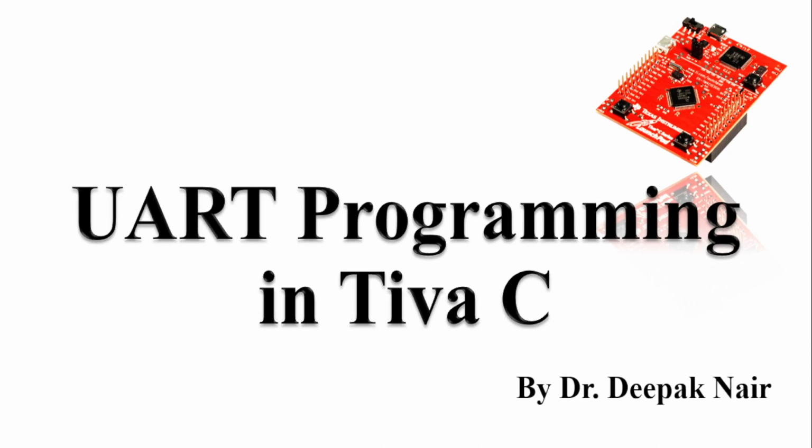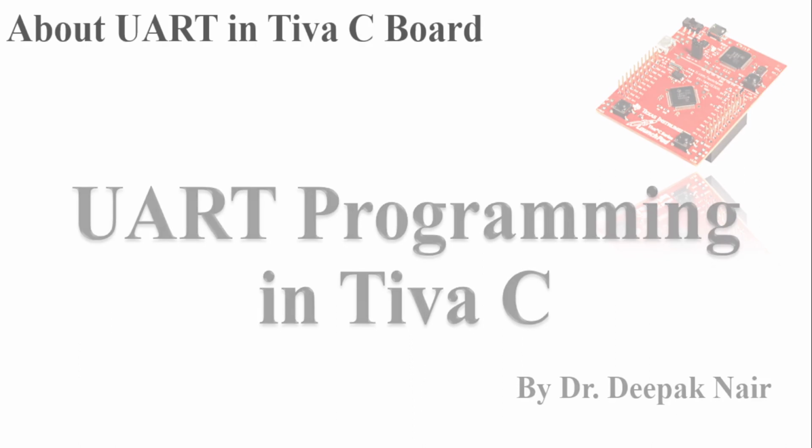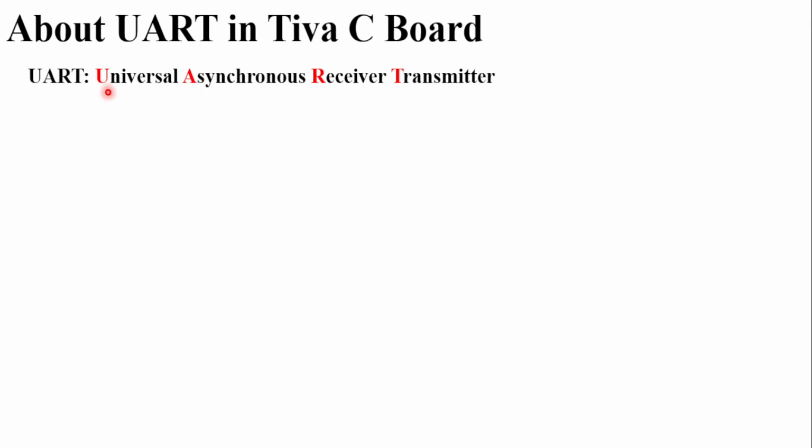Today we are going to see how to program the UART module in the TIVA C board and briefly talk about the features of a UART. So first of all, the question that comes to mind is: what is UART? UART is basically a Universal Asynchronous Receiver Transmitter module, which is used for communication between the microcontroller board and external peripherals or external devices.